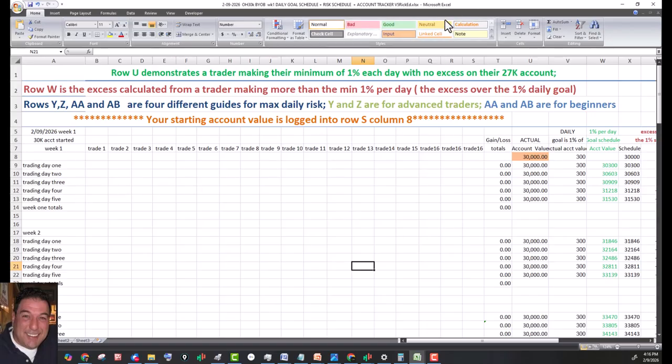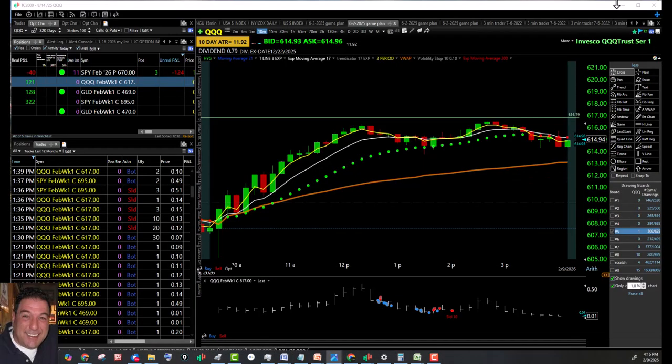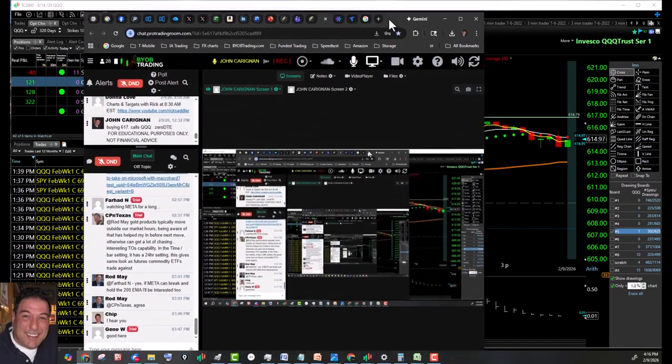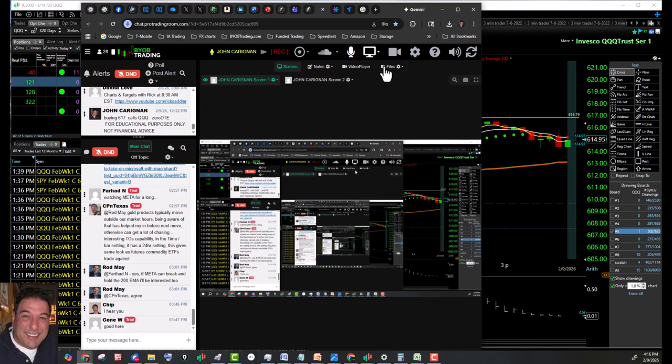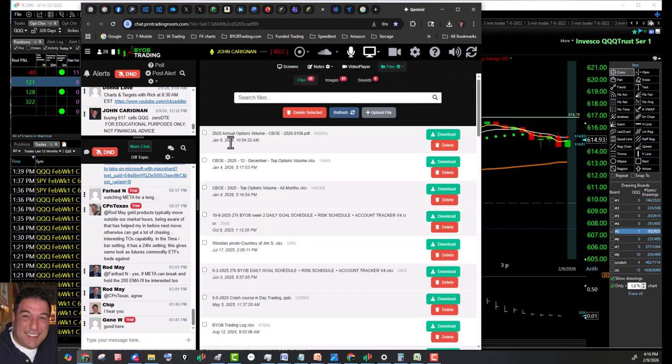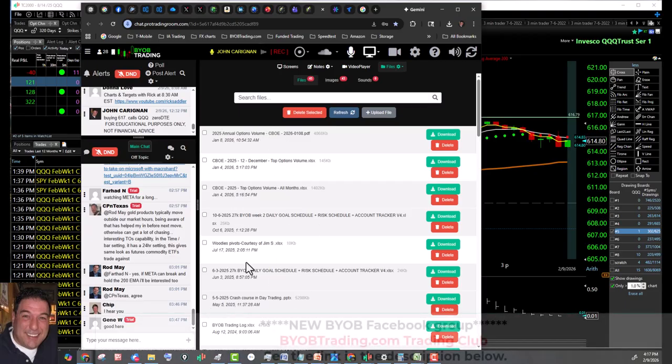If you're looking for this, it is located in the resources within the room, the same room that you're in. If you go to the files and come down, it'll say daily goal. It'll look like this: 6/3/2025 BYOB daily goal, risk schedule, account tracker number 4. You go to files, you come down, and it's a free download right there. Actually, there's a whole bunch of downloads in there. Feel free to download whatever you like, but that's the one that I use.